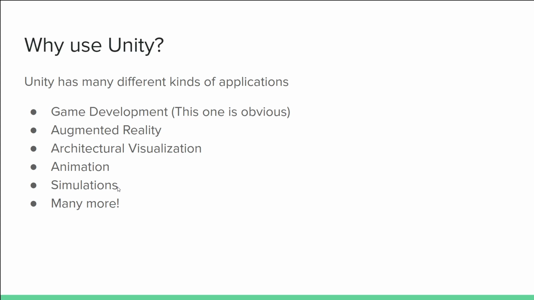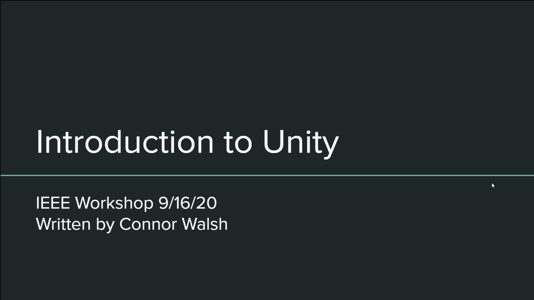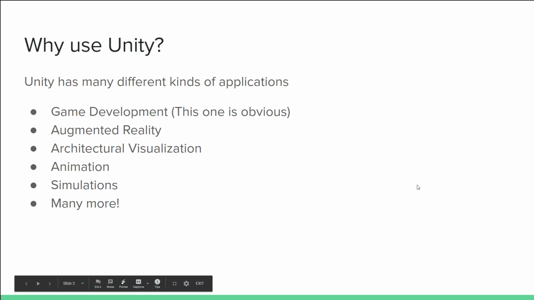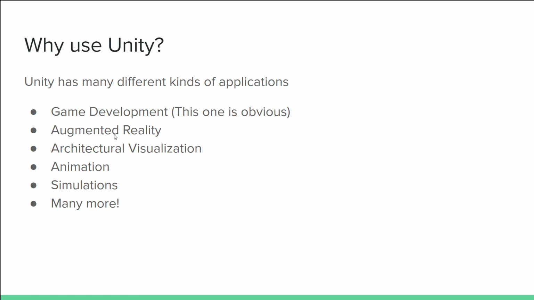Okay, so this is the Introduction to Unity workshop. I'm Connor Walsh, the host. First I'll start off with why would you use Unity? Unity has many different kinds of applications. Obviously there's game development, considering it's a game engine, but it's also applicable to augmented reality, which is becoming more and more popular, especially with the new Apple devices and Microsoft devices. So that's going to be a very up-and-coming market. Architectural visualization. I have no experience with that, but it definitely is used for that. And then obviously animation and simulations with physics and stuff. And there's many more, obviously. You can pretty much use it in any way.